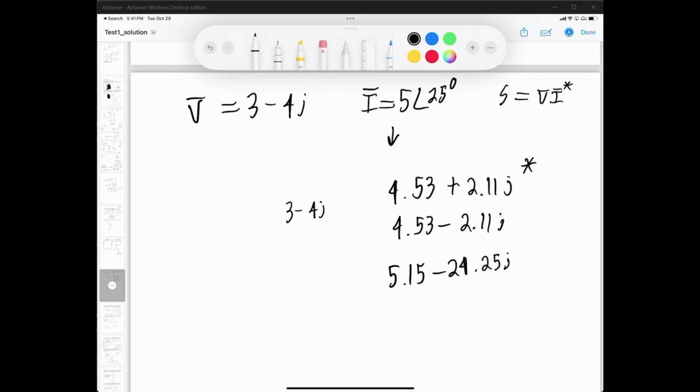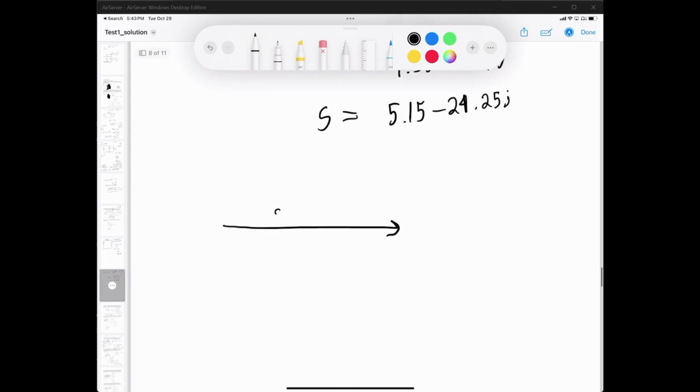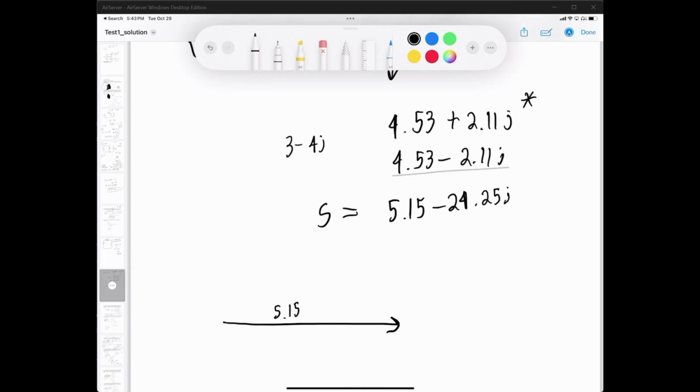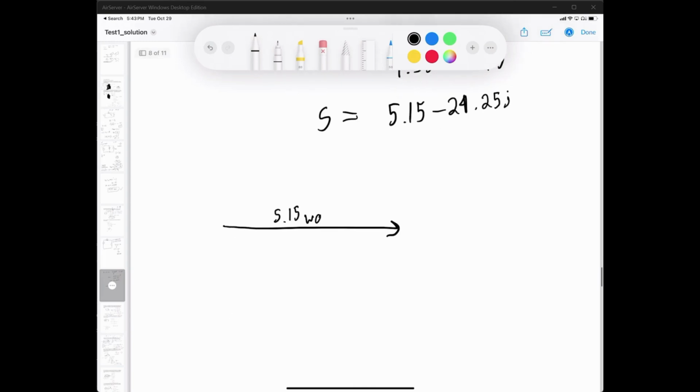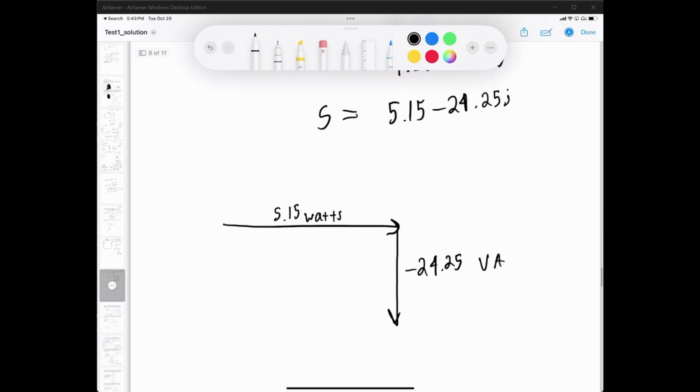Okay. So if we were to graph this, right, the real power was 5.15 watts. And the reactive power, which is negative 24.25 VAR, which is volt ampere reactive. I think that's what it stands for.